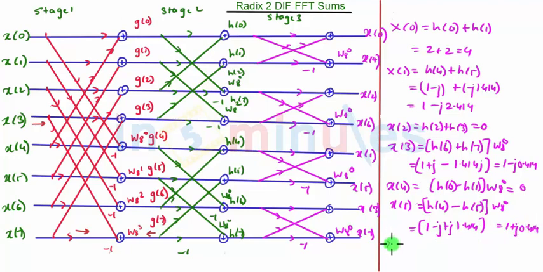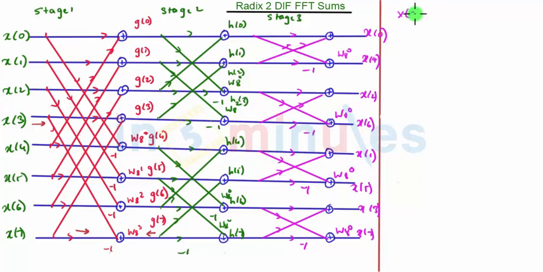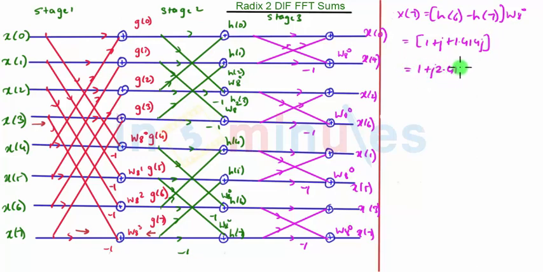X of 6 is equal to h of 2 minus h of 3 multiplied by w raised to 0, that will give us again 0 because h of 2 and h of 3 have the same value. For x of 7, that will be h of 6 minus h of 7, which is w raised to 0, will be 1 plus j plus 1.414 j, will give us 1 plus j 2.414. So we have found out finally the DFT sequence.